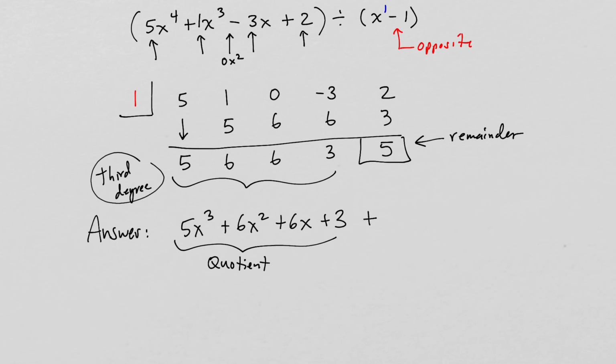But then we have to add the remainder, which is 5, and that remainder goes over the original divisor, which was x minus 1. So again, here are all the parts. Okay, so you have the quotient, that's the main part of the answer, plus the remainder, that's this last little piece, and it goes over the divisor. Divisor means the original thing that you were dividing by. So the synthetic division process is awesome.